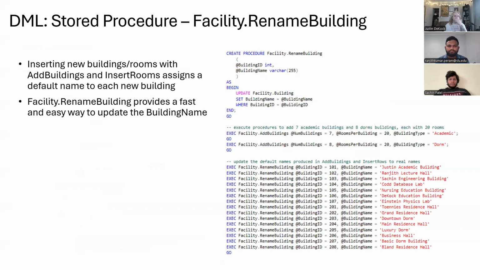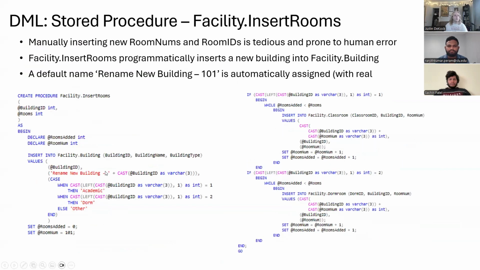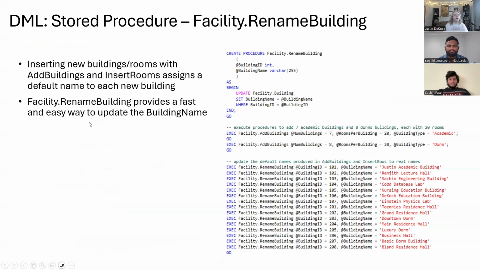The downfall with that though is that this rename, new building plus the building ID, is the name of the building instead of a real name. So we created this real quick stored procedure to update the building name to a real name. So this was all of the data entry in terms of actually typing.